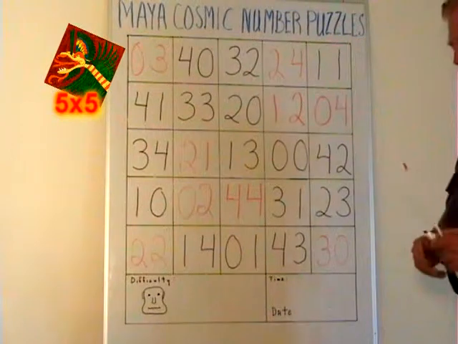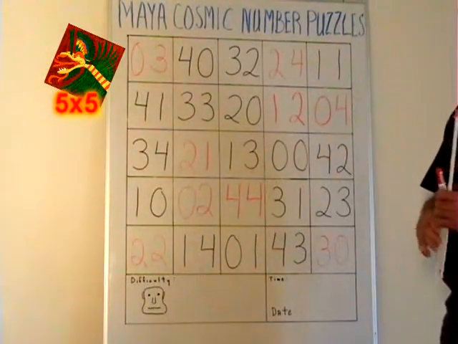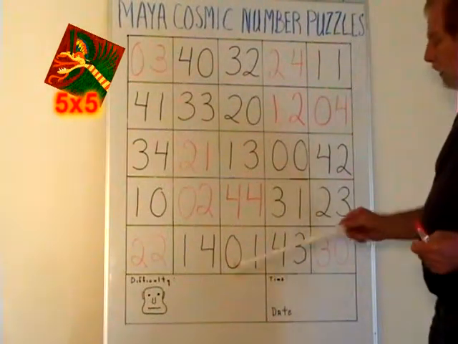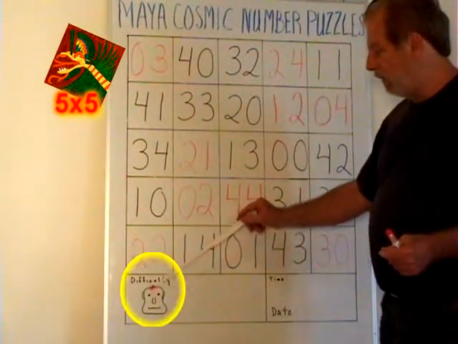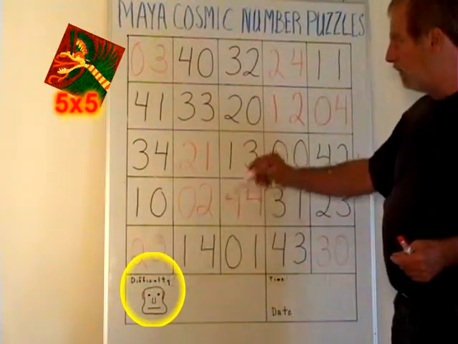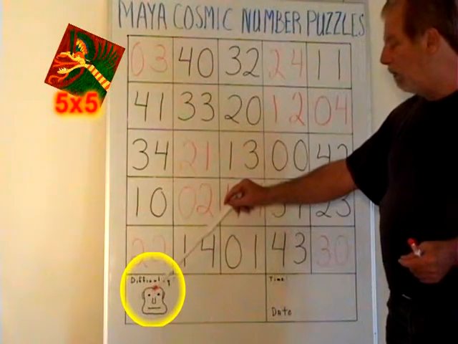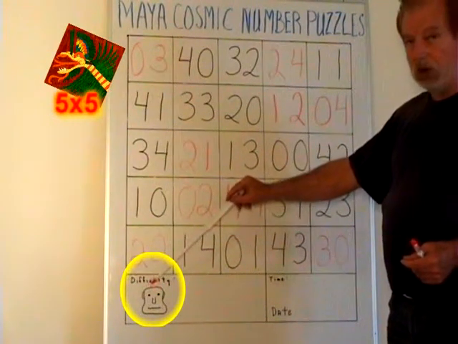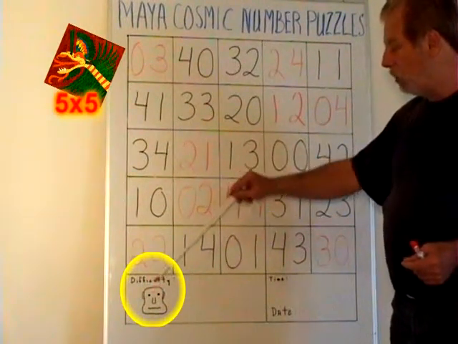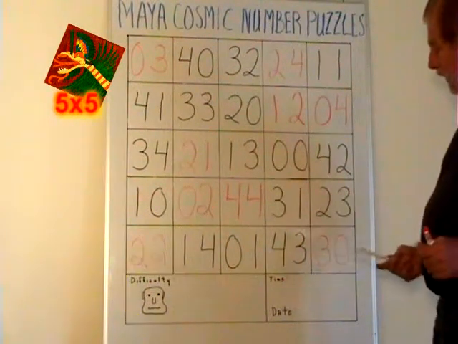This solves this particular puzzle. This puzzle is a fairly easy puzzle. It would be a difficulty level of 1. Down here is where we rate the puzzles. We have different faces of a Mayan character called Zapacnu for the difficulty. It'll either be shown as a 1, 2, 3, or sometimes even 4.